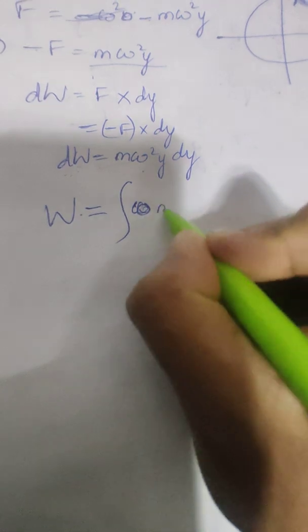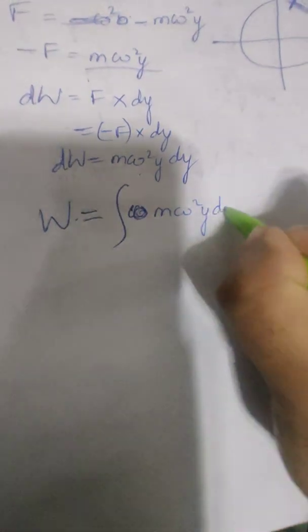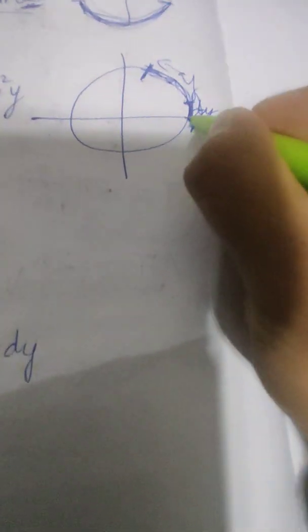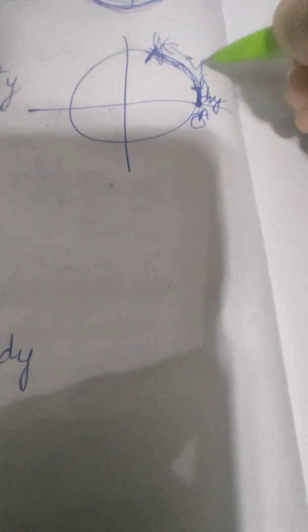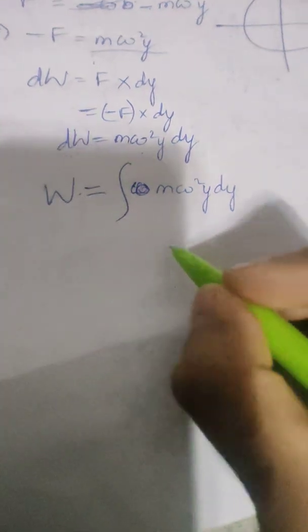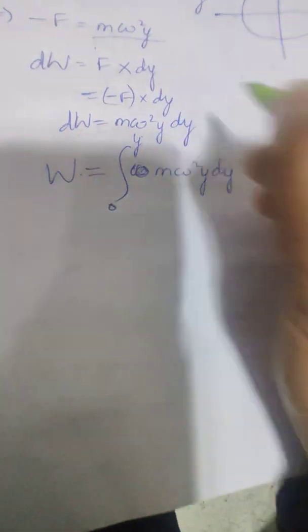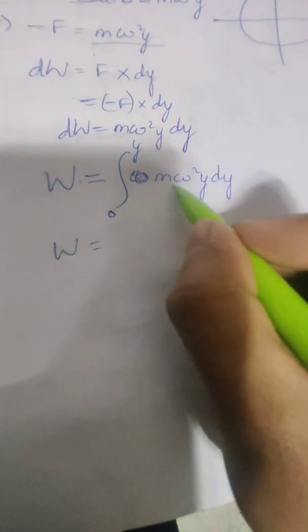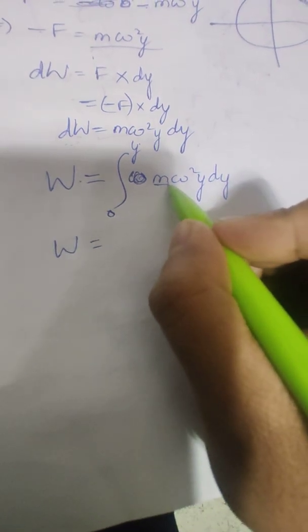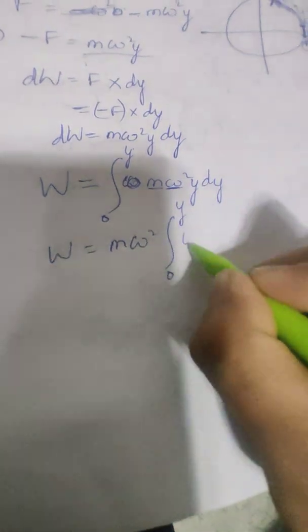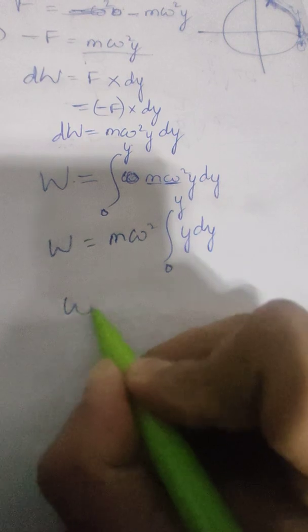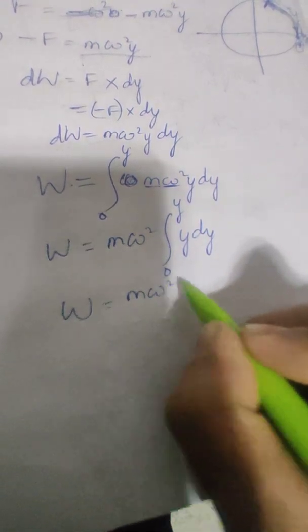Combined work done. So if we integrate it, m omega square y dy, from what? From this point, let it be 0, up to this point, let it be y, okay? Like I said, the limit is 0 to y. Now here, the mass of the particle and the angular frequency are constant terms, so we will put them outside the integration. So it will be 0 to y, y dy.